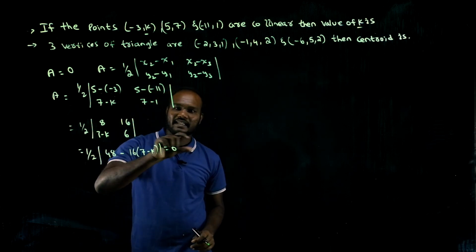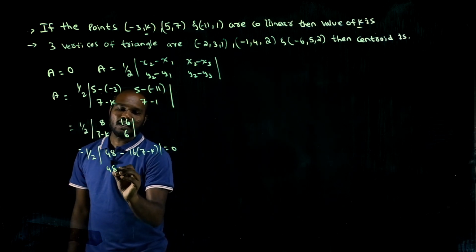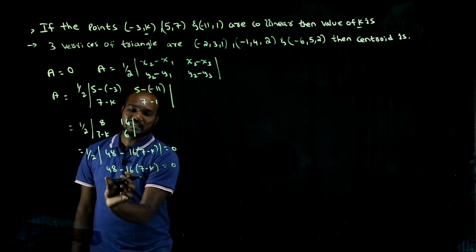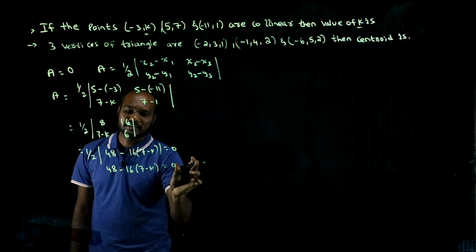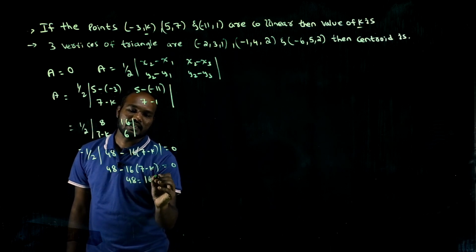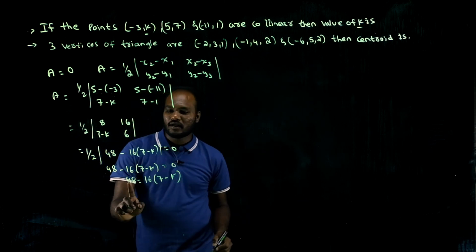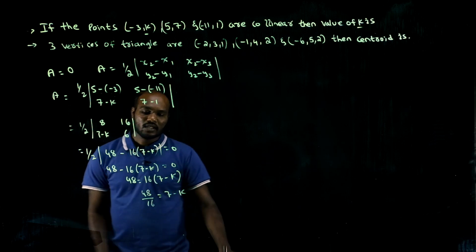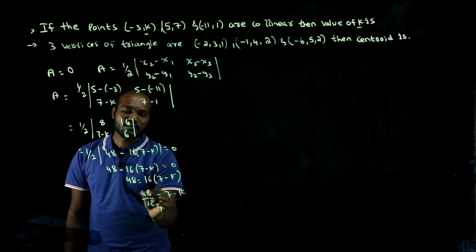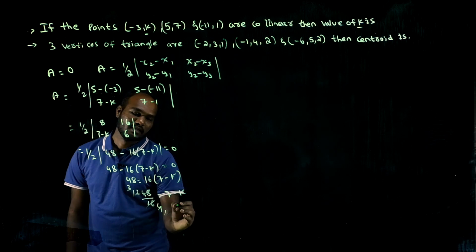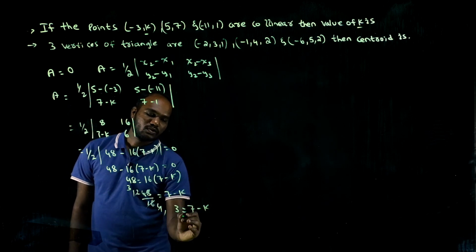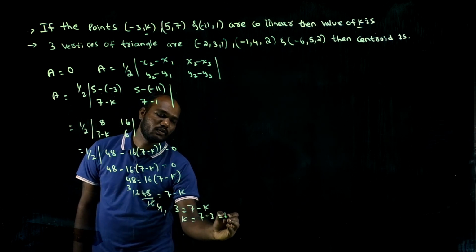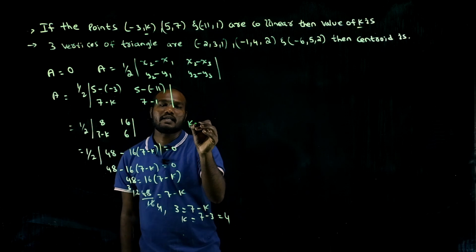Okay, I can send half this side, that will just go off. So I can write 48 minus 16 times 7 minus k equal to 0. I can send this 48 this side, or I can send this side. So 48 is equal to 16 times 7 minus k, and 48 divided by 16. So 48 divided by 16 is equal to 7 minus k. So I can solve this as 16 times 3 is 48. So 3 is equal to 7 minus k. So k value is nothing but if I send this side and this side, 7 minus 3, that is equal to 4. What is the k value? K is equal to 4.